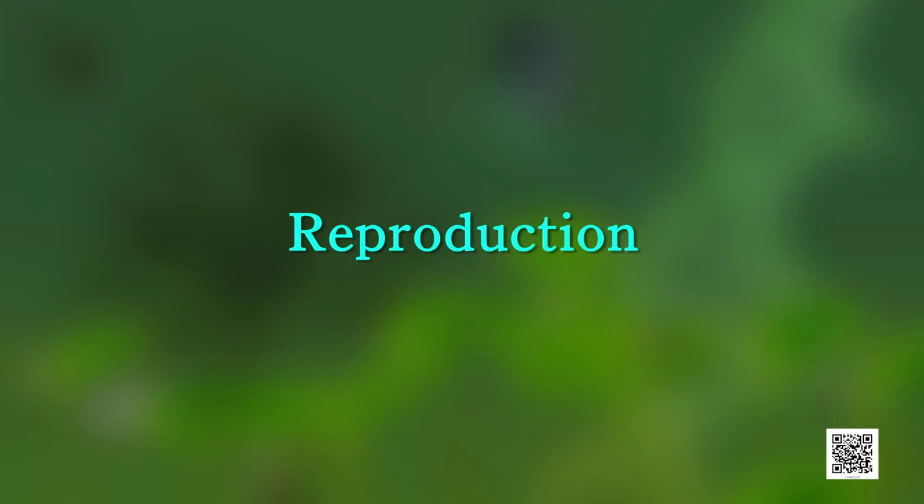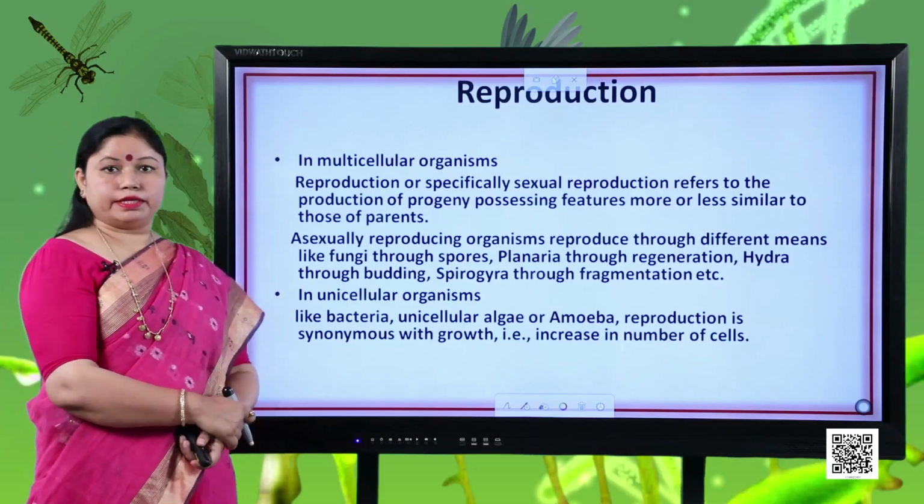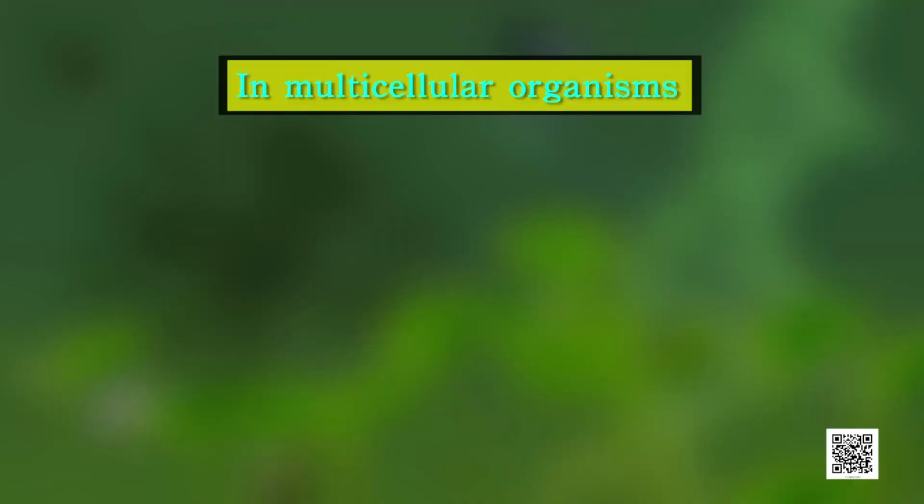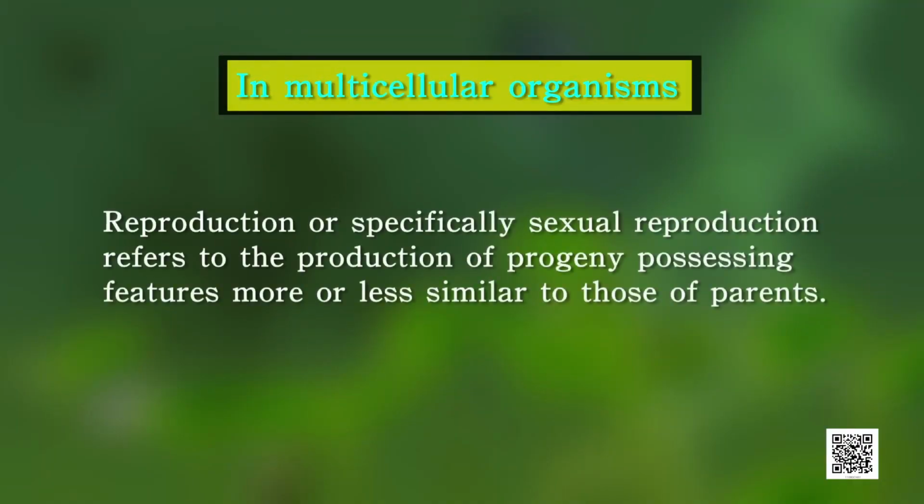Let's move to the next feature, reproduction. Let's talk about reproduction in multicellular organisms. Multicellular organisms reproduce through sexual reproduction, and many of them also adopt asexual reproduction. Sexual reproduction in multicellular organisms refers to the production of progeny possessing features more or less similar to the parents.